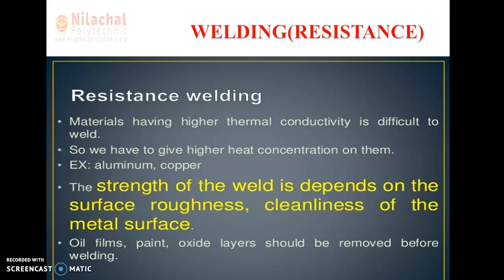Next, the strength of the weld depends on the surface roughness and cleanness of the metal surface. That means the welding surface must be clean before welding.